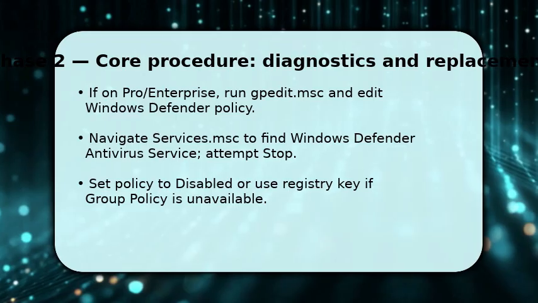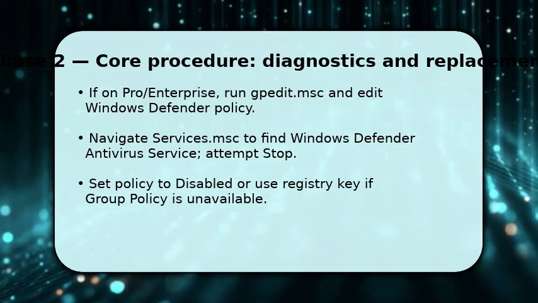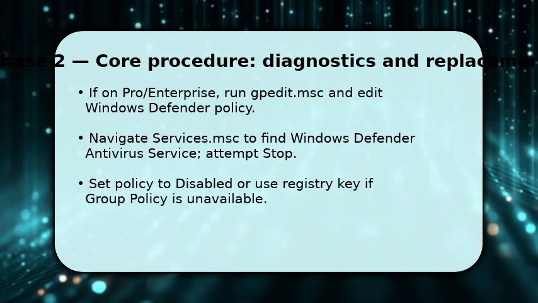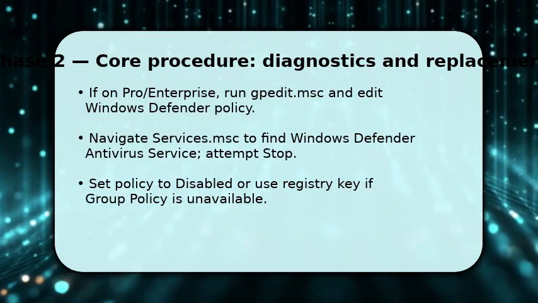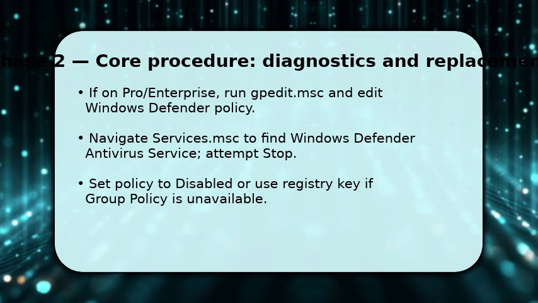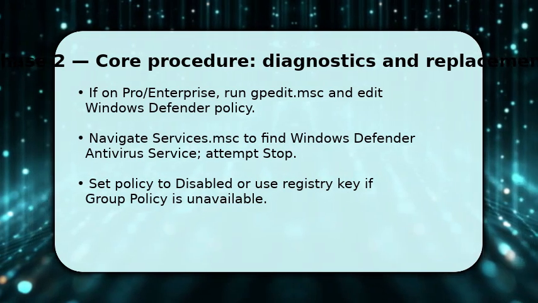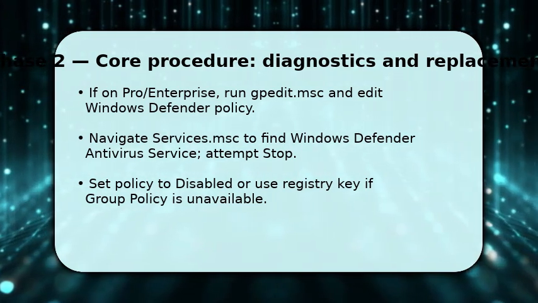If you lack gpedit, open Services.msc, locate the Windows Defender Antivirus Service, and try to stop it and set its startup type to Disabled. If Services refuses, prepare to edit the registry with care as an alternative.